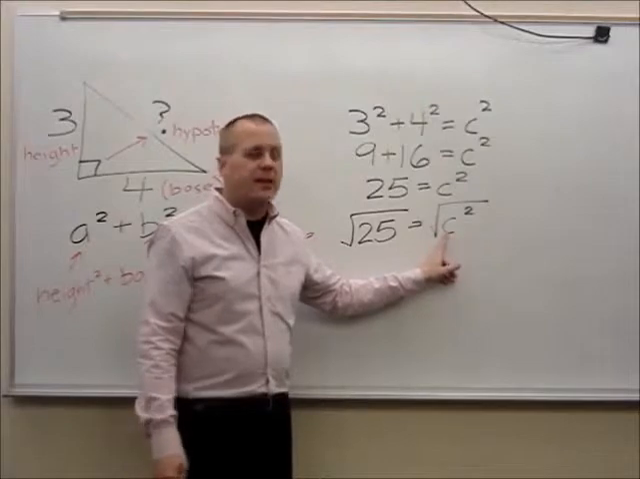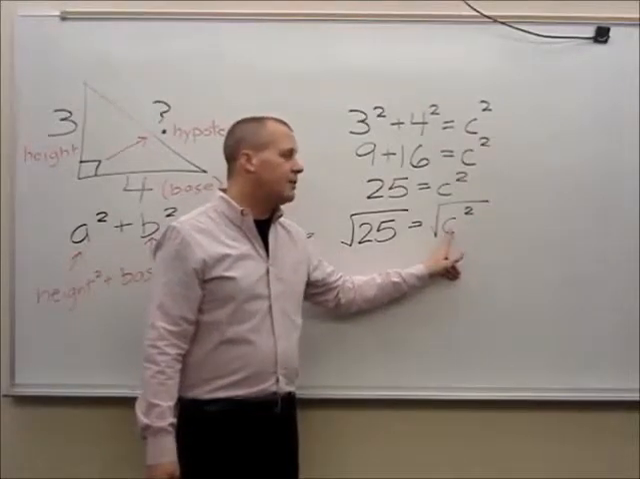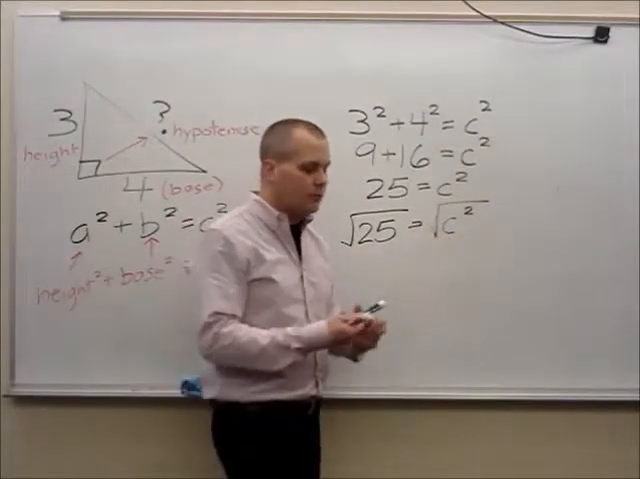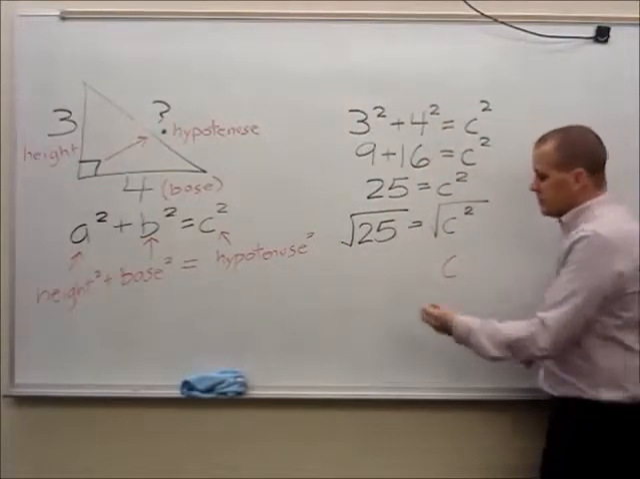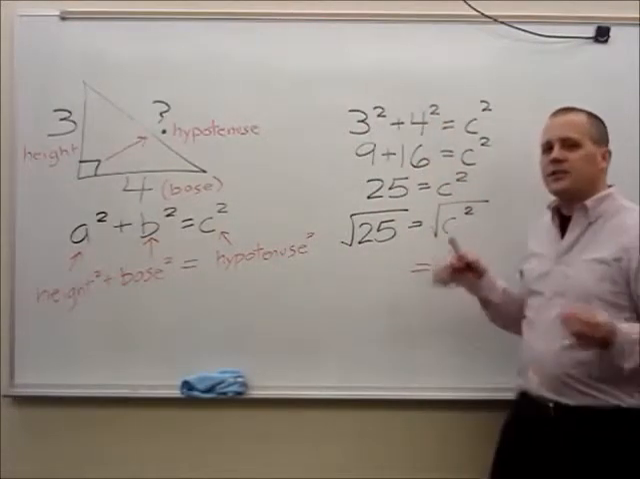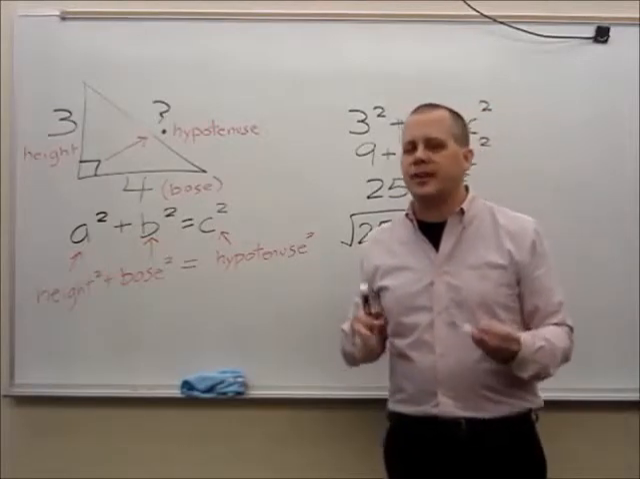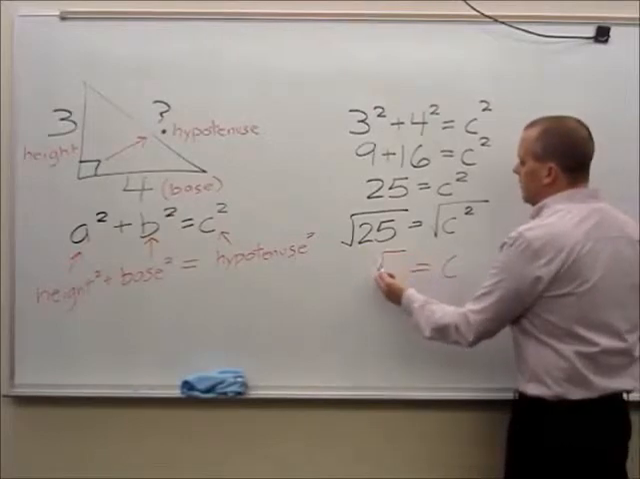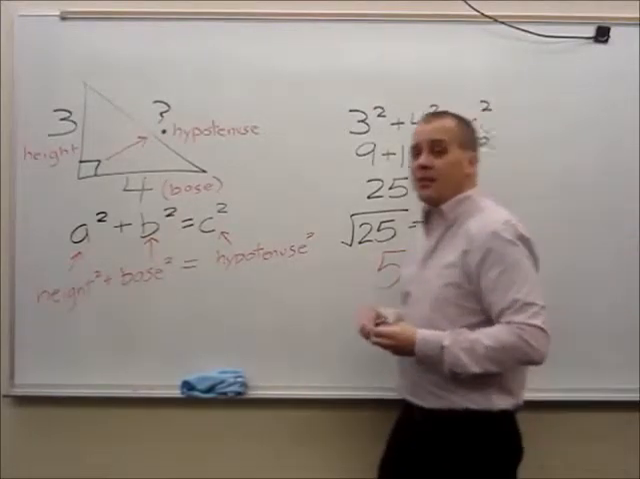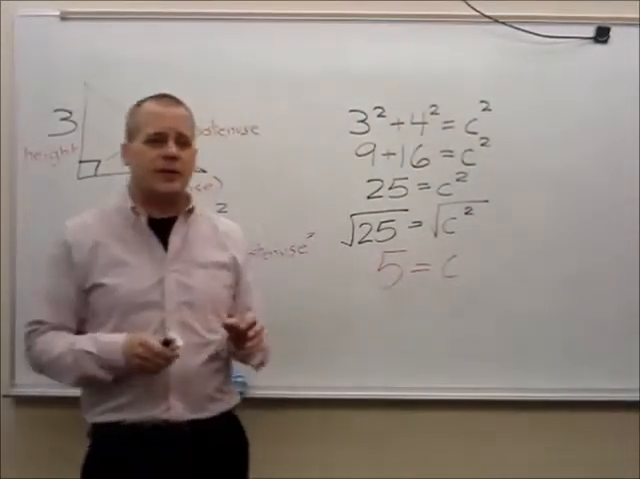We just have c. If I square the variable, then take the square root, I just end up with the variable. And then last but not least, 25. What two numbers can I multiply to make 25, but they have to be the same number? That would be 5. So this is how it works with the Pythagorean theory.